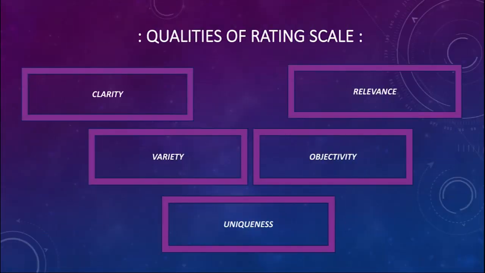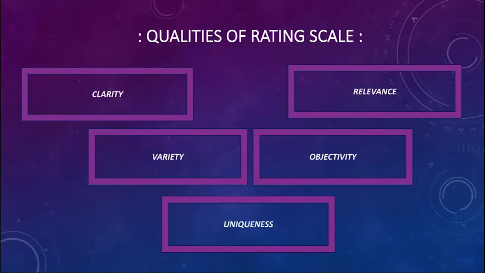The next quality is objectivity. Our rating scale should be objective in manner so that the rater is convenient to rate the performance. The next quality of rating scale is uniqueness. The statements conducted on a rating scale always should be unique so that the rater is having so many options to choose and rate. So here we complete with the definition, types, purposes and qualities of rating scale.